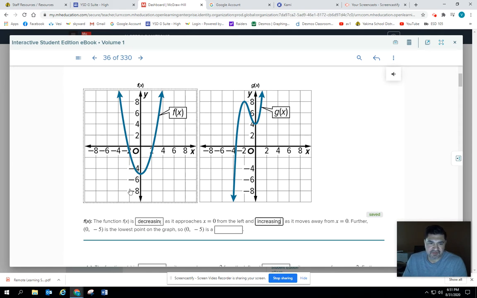Okay, further, 0, -5, that's this point right here. Here's 0, and then down 5, -5, is the lowest point on the graph. So 0, -5 is a, what do you guys think? Is it the maximum, the highest that it'll go, or is it the minimum, the lowest that it will be? Okay, this is the lowest point, so this will be called minimum.